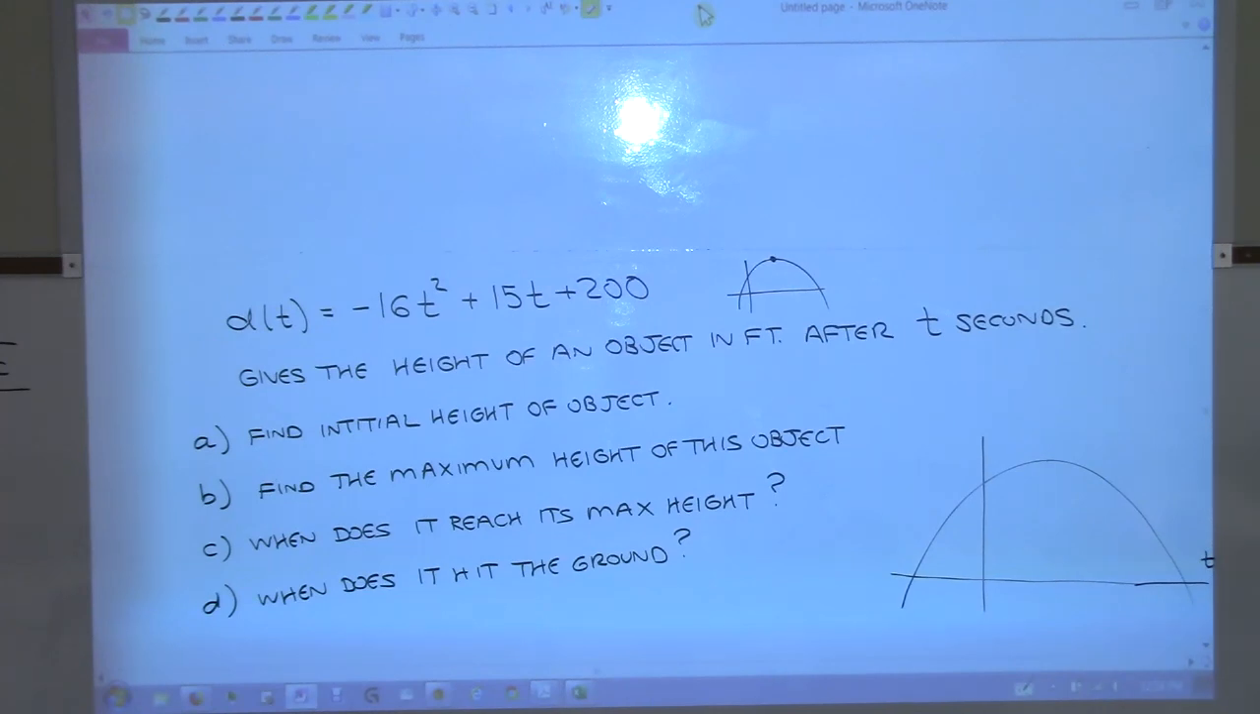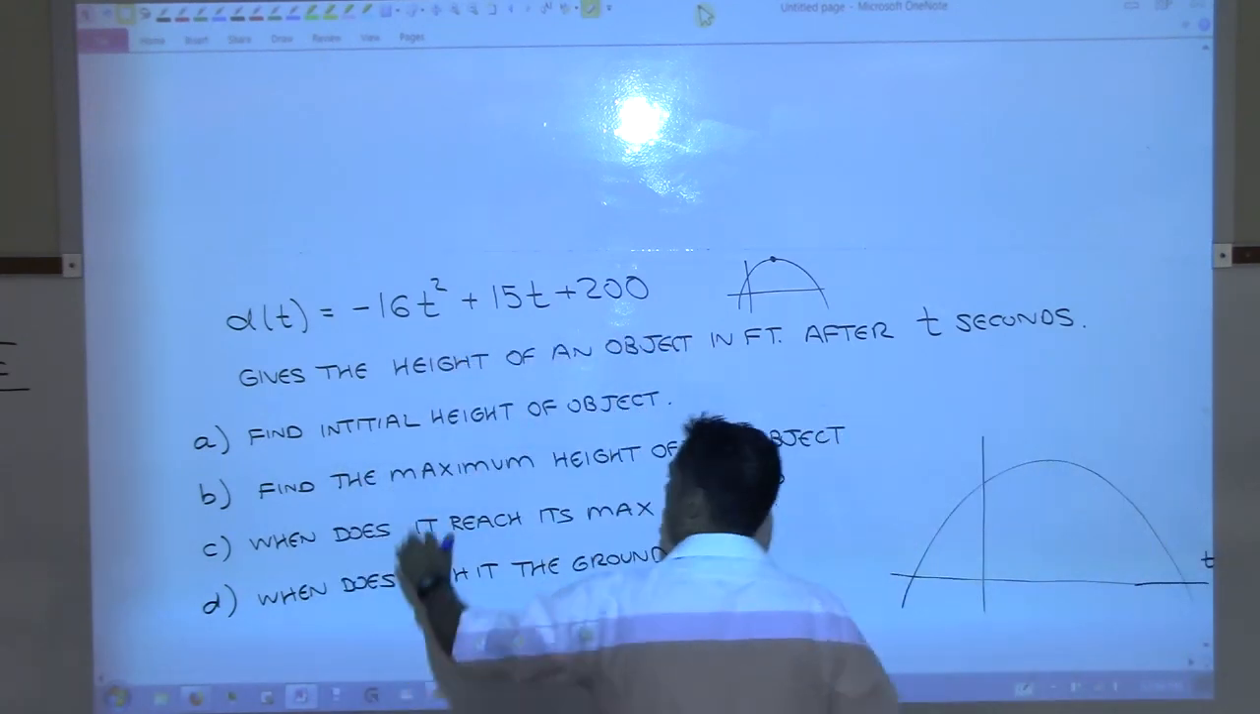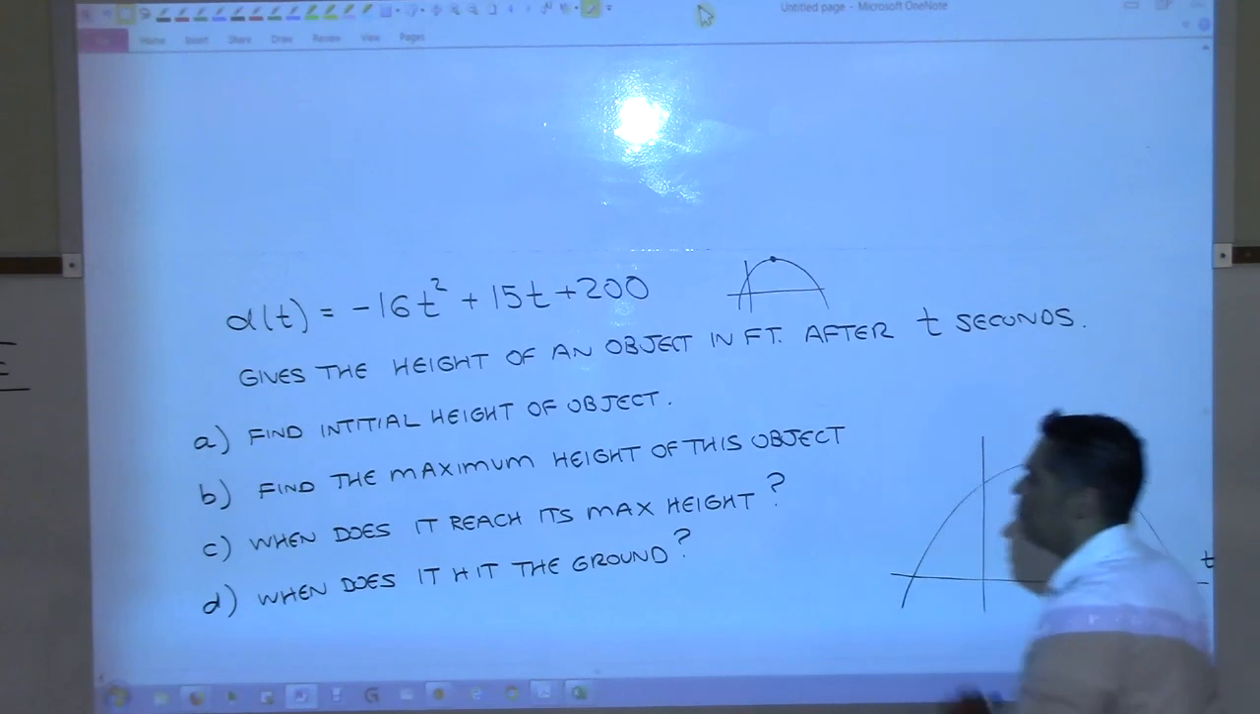Paris? Sorry, what was the question? Okay, the question is, if this picture is basically the picture of this parabola because it opens down, part A is asking us for the initial height of the object.